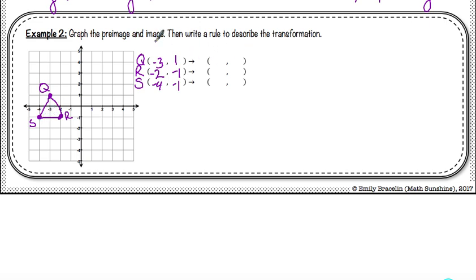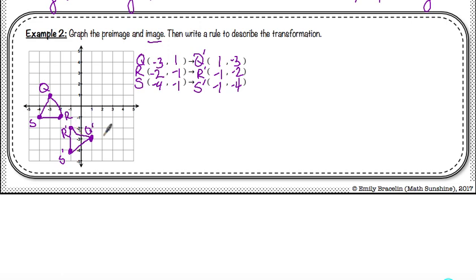And then we're going to graph the image. So this was the pre-image. We're going to graph Q prime, R prime, S prime. Q prime is 1, -3. R prime is -1, -2. And S prime is -1, -4. So let's graph 1, -3, -1, -2. That's R prime. And -1, -4. That is S prime.